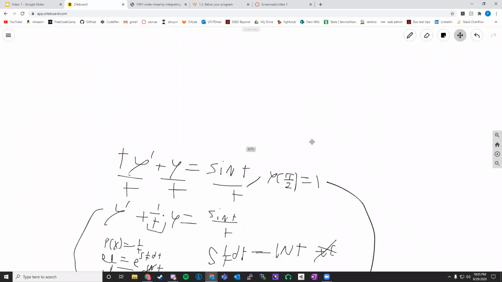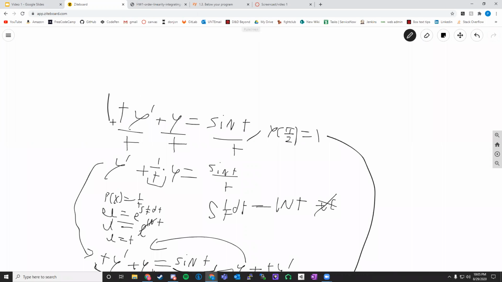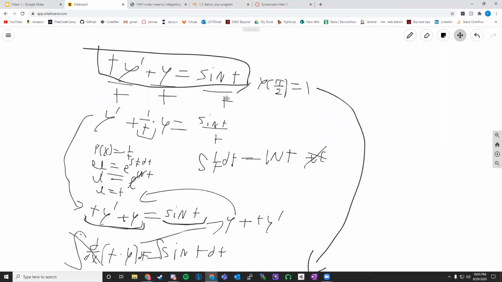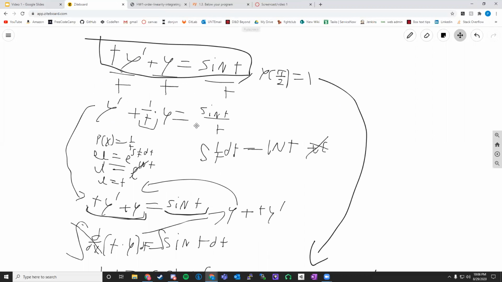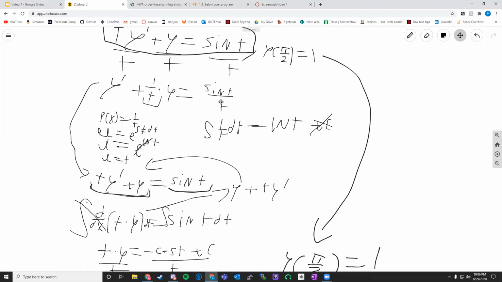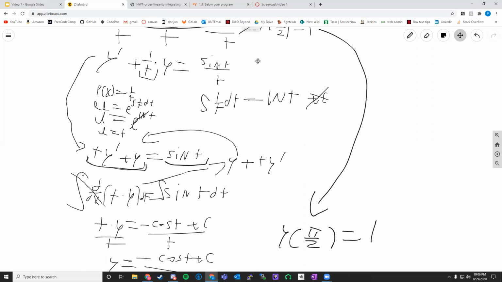So right here we have t y prime plus y equals sine of t, and we are given an initial condition here. First thing, we have to get it to the general form, so we divide everything by t, and that gives us y prime plus 1 over t times y. 1 over t is our middle function, and we need that to find our integrating factor. And we divide the right side by t also, because you have to do the same to both sides.